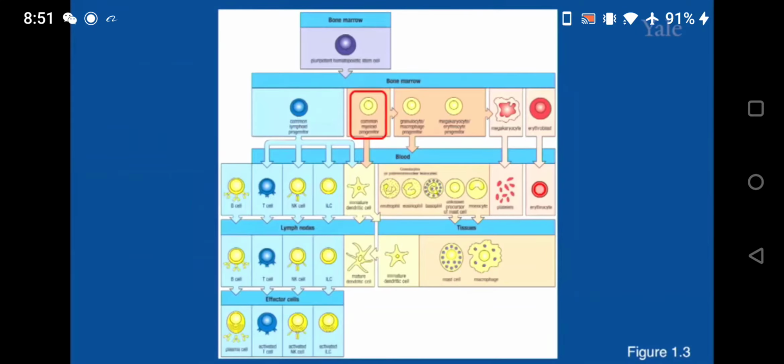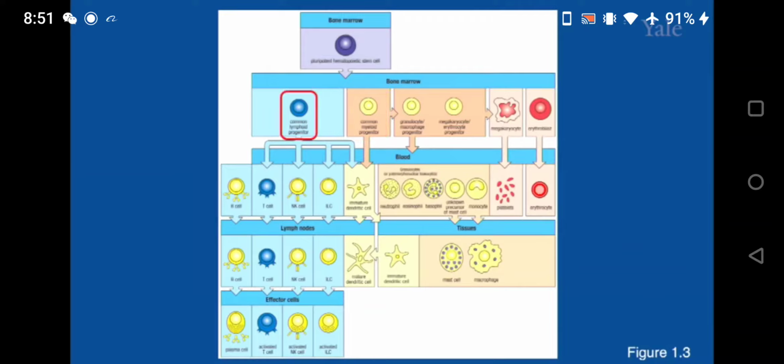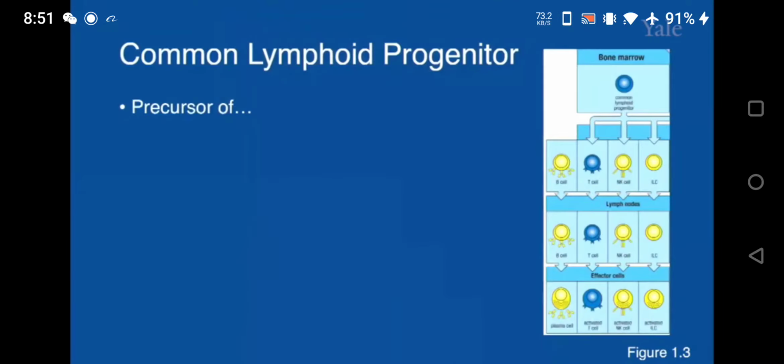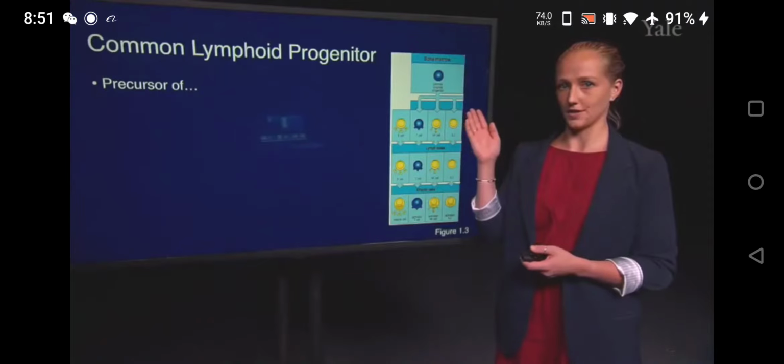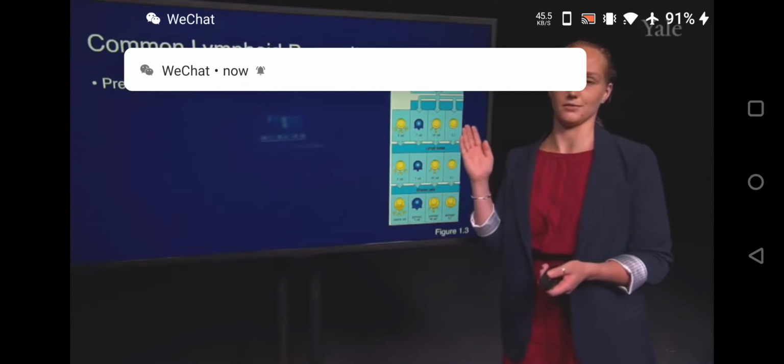So now that we've gone through a large variety of the common myeloid lineage, let's shift gears to the other cell derived from pluripotent hematopoietic stem cells, the common lymphoid progenitor cell. So if we look at this lineage of cells, you can also see that the common lymphoid progenitor cell is also itself not fully differentiated.